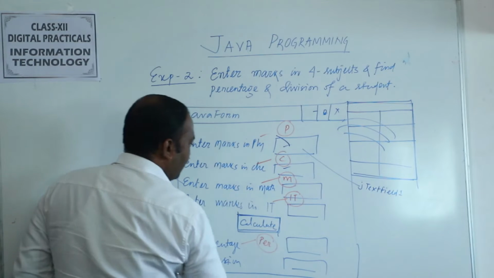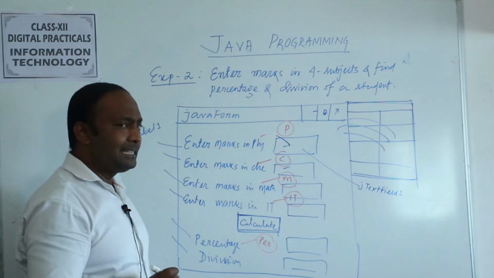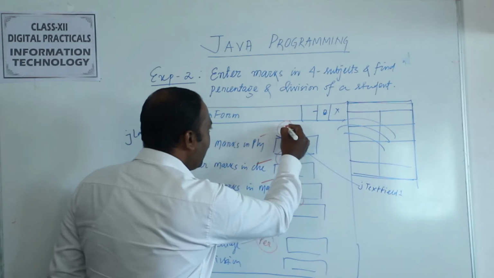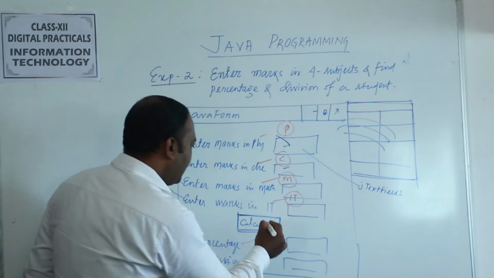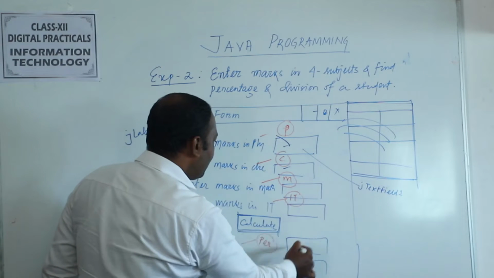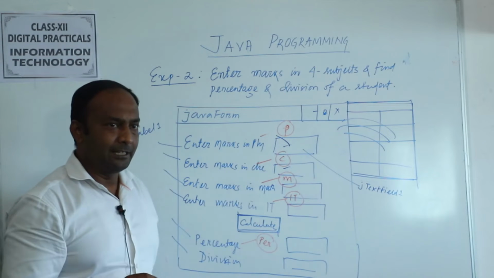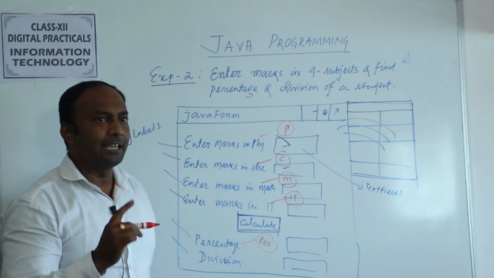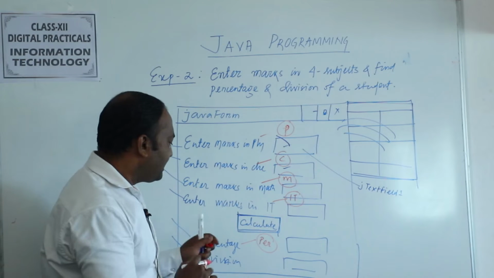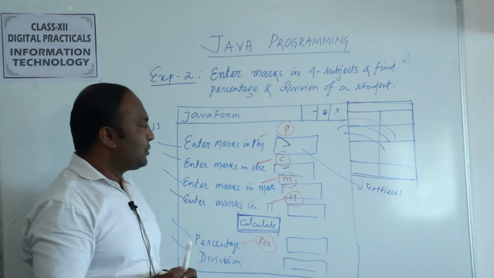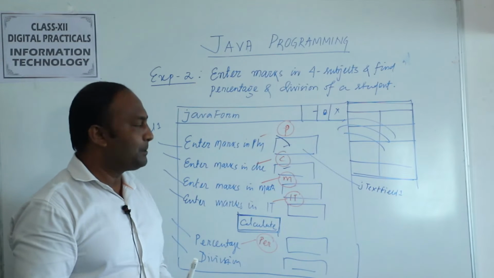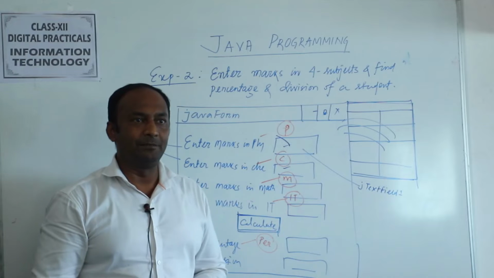PER, another variable. Listen, Java is very case sensitive. So, you have to use P small means P small, PER capital means PER capital. So, all these variables you need, then you have to put the condition, if, else if ladder condition, to find out the percentage and division of a student. So, let us go to the computer and see how this practical works in Java NetBeans IDE.